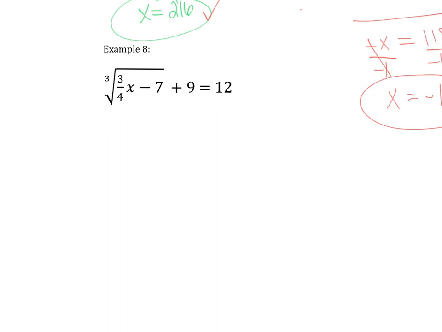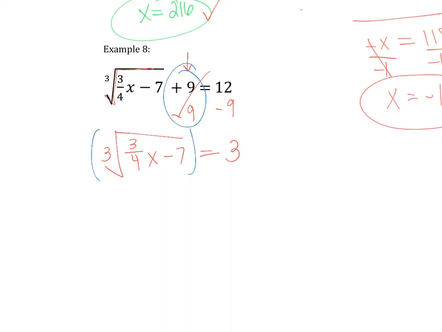Okay, so last one. Here, just like we did on the prior page, I realized that this +9 is outside of the radical, okay? So what I'm going to do first is subtract 9 from each side. So now I have the cubed root of 3 over 4x minus 7 equals 3, okay? Now what I can do is cube each side. So I needed to take this step first, but now I could cube each side.